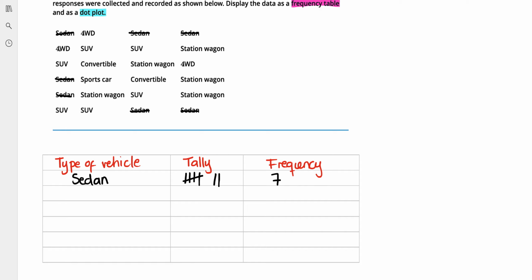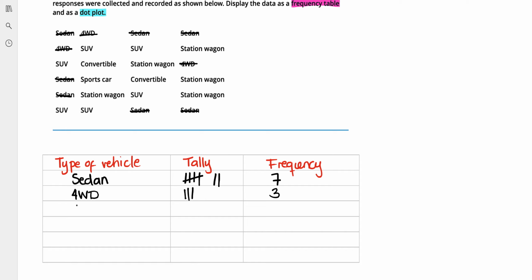Wonderful. Then 4WD. I had one, the one that I already crossed, and here another one, 2, and 3. Wonderful. If you don't want to do the tally, you don't have to do it. The important columns are the type of vehicle and the frequency. The tally is just a tool that might help you to count.